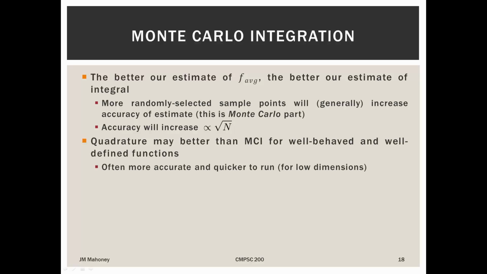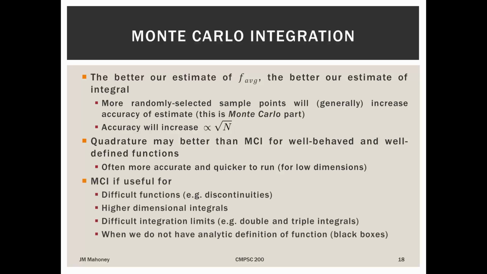Now the quadrature that I talked about, or cubature I talked about in the first section, is sometimes better, or I would say usually better, than Monte Carlo integration for one-dimensional problems for well-behaved, well-defined functions, similar to the ones that we did look at in the first section. It's usually, but not always, quicker to run the quadrature, and the accuracy converges much faster with quadrature than it does with Monte Carlo integration.